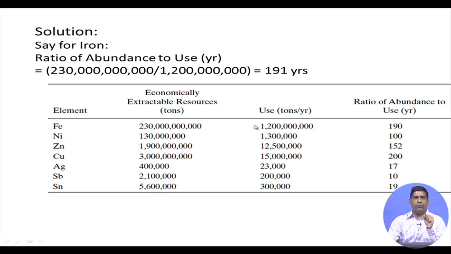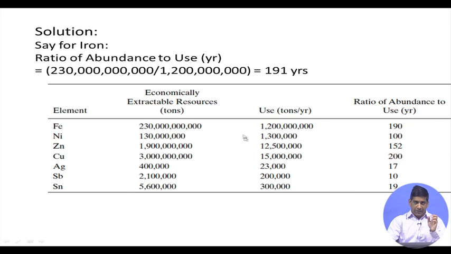Use per ton per year is this much. That means that we have 190 years of iron left. This data is already around 10 to 15 years old, so we can say around 175 to 185 years of iron we have left in terms of its abundance. If we keep using iron the way we are using right now, if we don't recycle any of the iron which is available, and if we don't improve our recycling rate, 200 years from now we will not have any iron left with us to use.